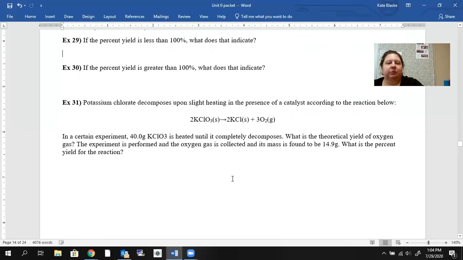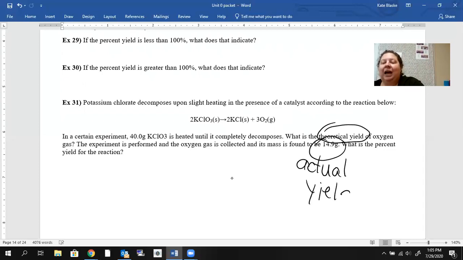So, for example, in example 31, we've got a balanced equation. They tell us how much reactant we started with. What is the theoretical yield of oxygen gas? That's doing stoichiometry. Then it states the experiment is performed and the oxygen gas is collected and its mass is found to be 14.9 grams. That is an actual yield. That's how much we actually got in the lab.